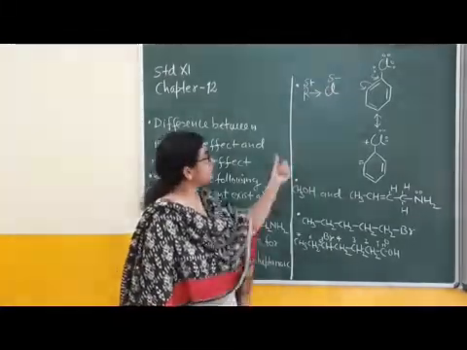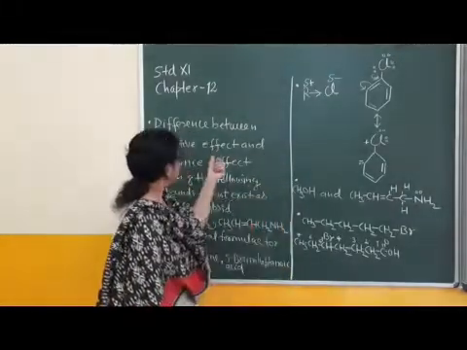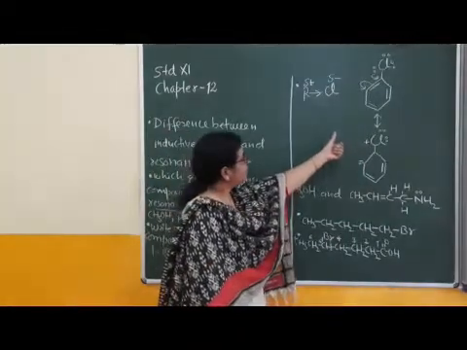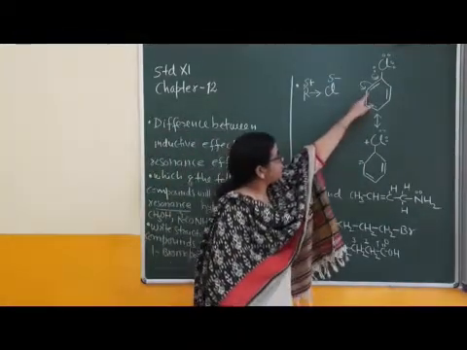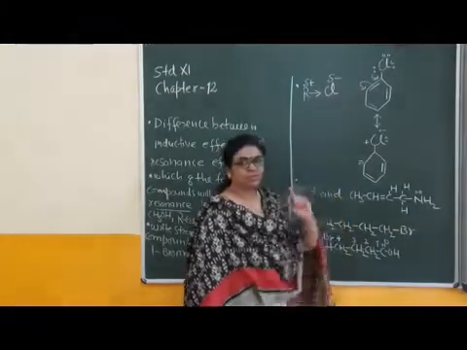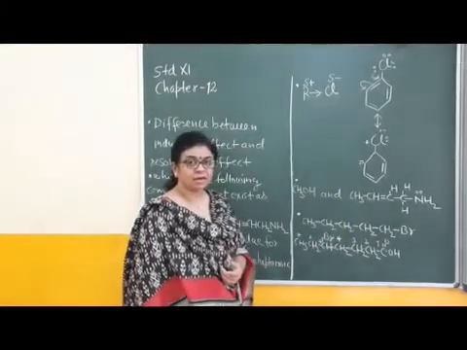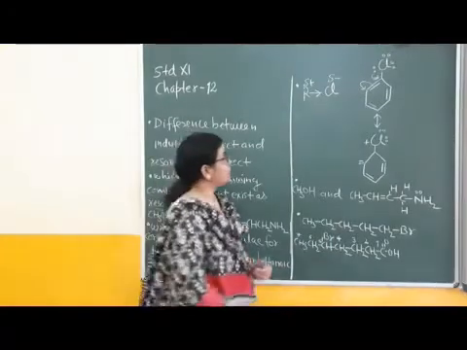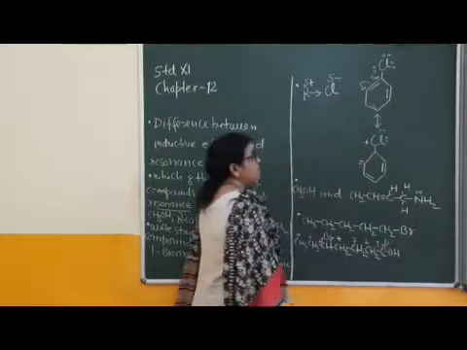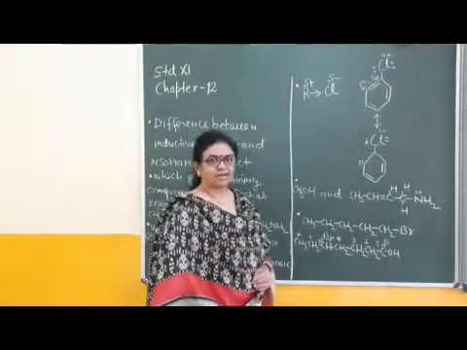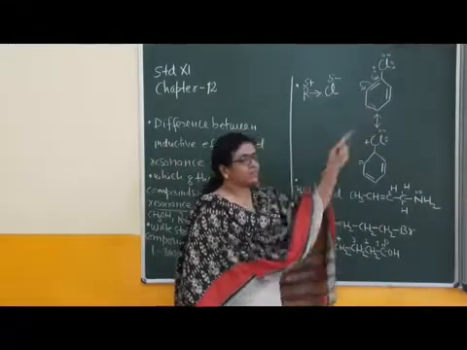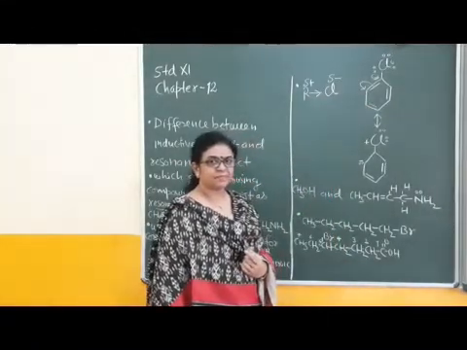First difference: inductive effect is shown by sigma electrons, and resonance is shown by pi electrons or by lone pair of electrons. The first curved arrow is showing shifting of a lone pair of electrons between the halogen, which is chlorine, and carbon, and the second curved arrow shows shifting of pi electrons at the ortho position.